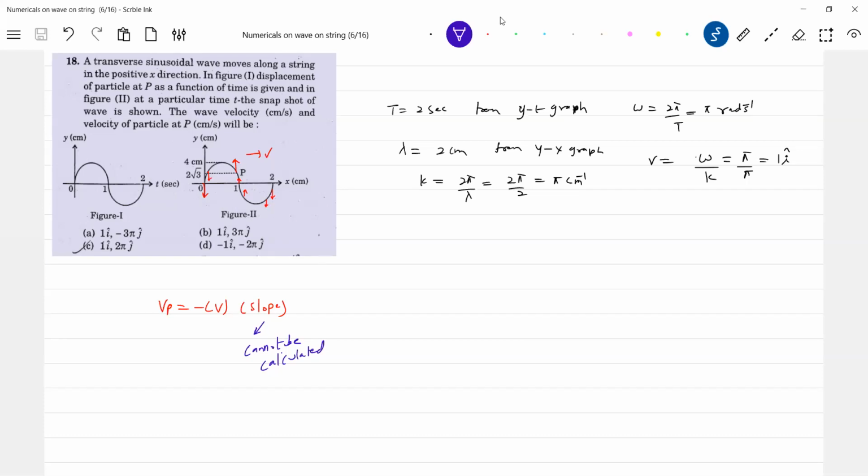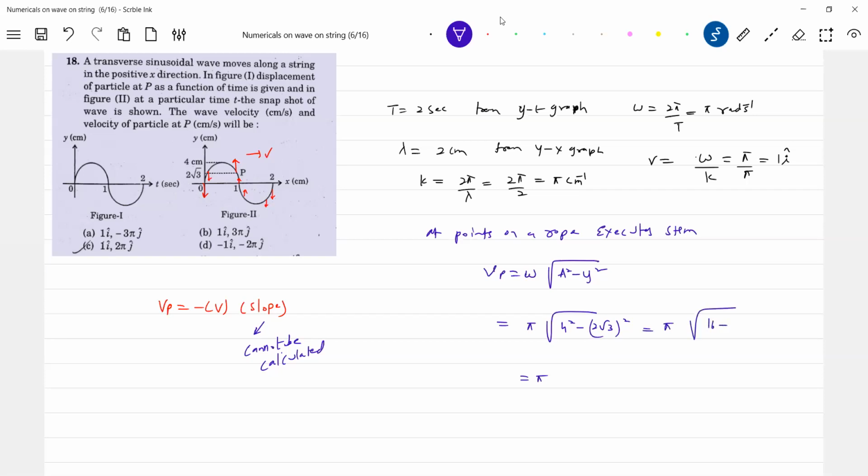What is the particle? The particle is executing SHM. If it executes SHM as points, and the points on a rope execute SHM, so therefore, do we know omega, pi, amplitude, 4 square by 16 minus 4 into 3, 12, 2 pi will be. So stick to the basics. And we stick to basics.